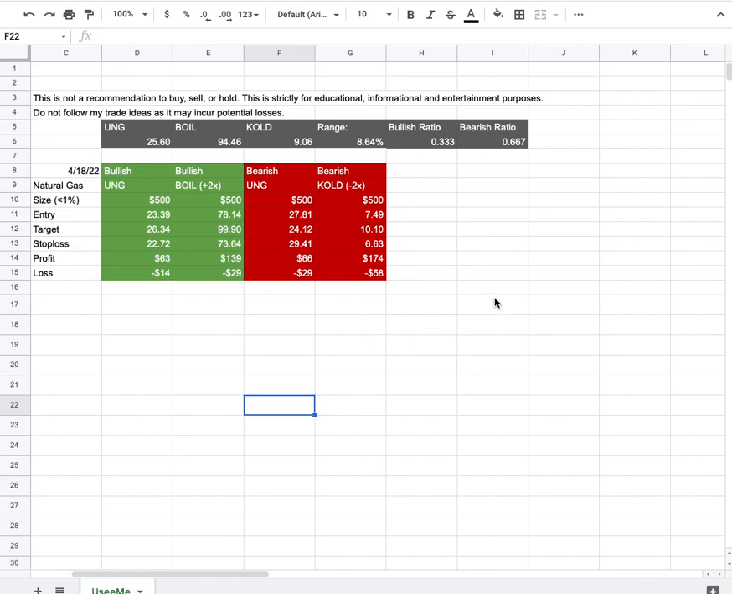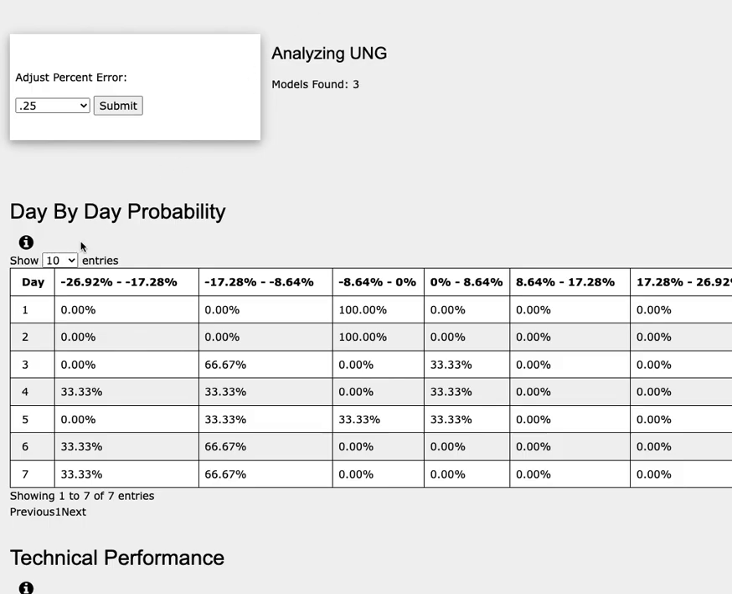So how did I develop these trade ideas? It all comes from the day-by-day probability model. As we progress to the 5th day or week of trading, natural gas has a 33% chance to climb between 0 to 9%. To the downside, it has a 33% chance to fall between 0 to negative 9%, and a 33% chance to fall between negative 9 to negative 17%.